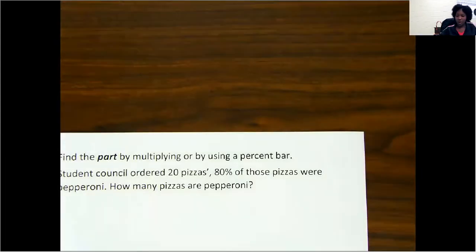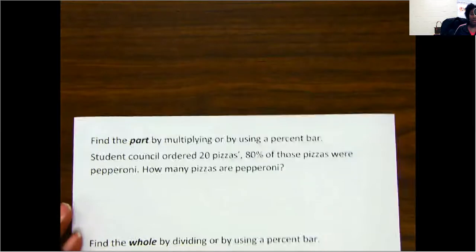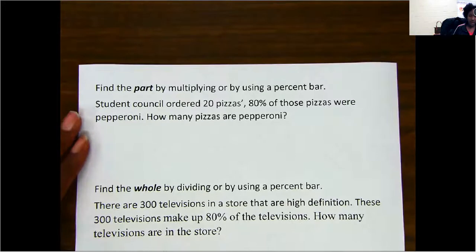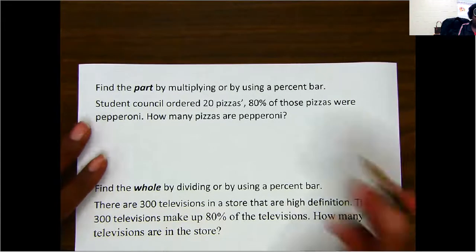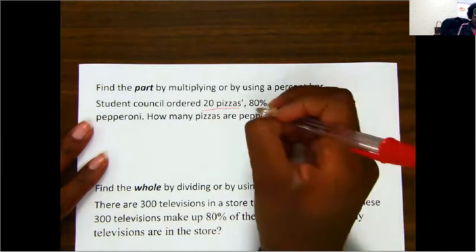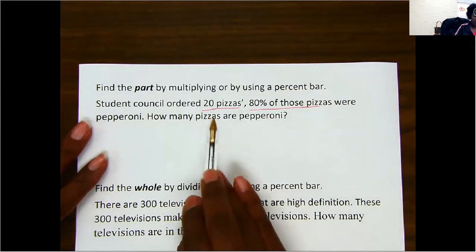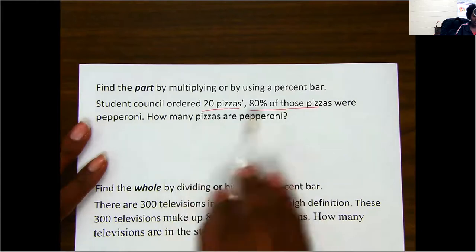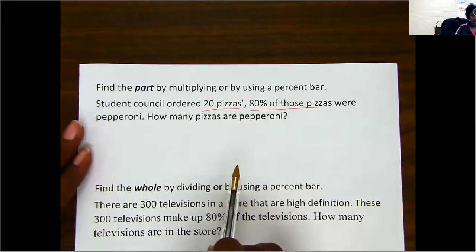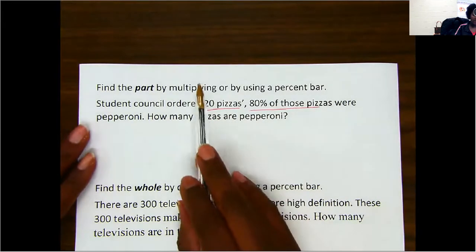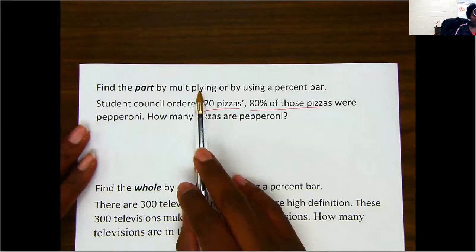All right, the next question, we went back to finding the part. Find the part by multiplying or by using a percent bar. It says student council ordered 20 pizzas. 80% of those pizzas were pepperoni. How many were pepperoni pizzas? So good. We're talking about the same information, so there's no extra step that I need to do. It says that I can multiply to find this answer, okay?